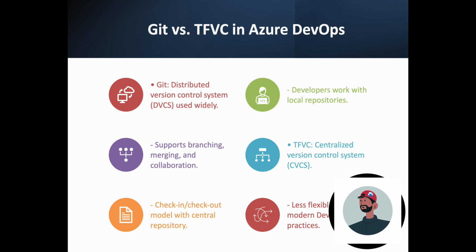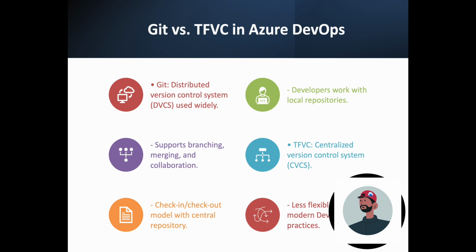So Git is a distributed version control system, and each developer has a local copy of the repository, enabling them to work offline and also commit changes locally before pushing them to a shared remote repository. Git also supports branching and merging, making it ideal for modern DevOps practices, as you can see.